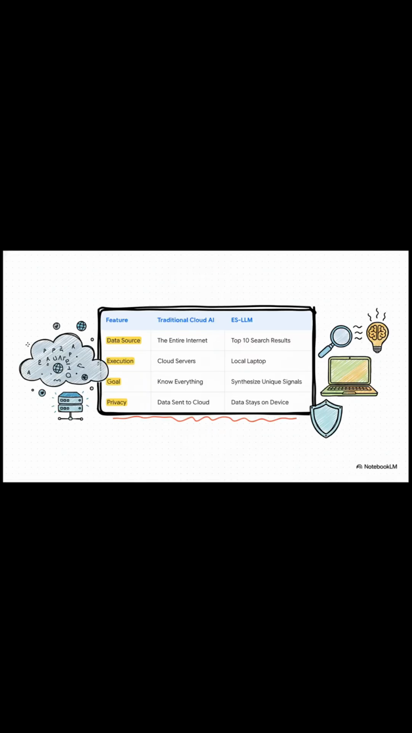And this table just lays out the difference so perfectly. On one side, you have traditional AI trying to know everything by swallowing the whole internet on massive cloud servers. But on the other, ES-LM runs right on your laptop, and its only goal is to find and stitch together the unique signals from that tiny, curated slice of the web. It's not trying to be a giant knowledge database. It's your own personal intelligence filter.